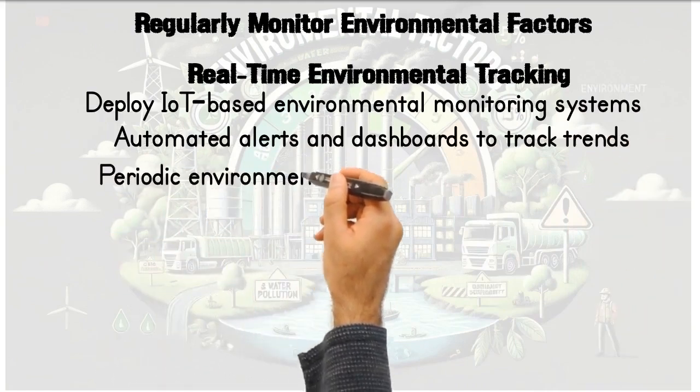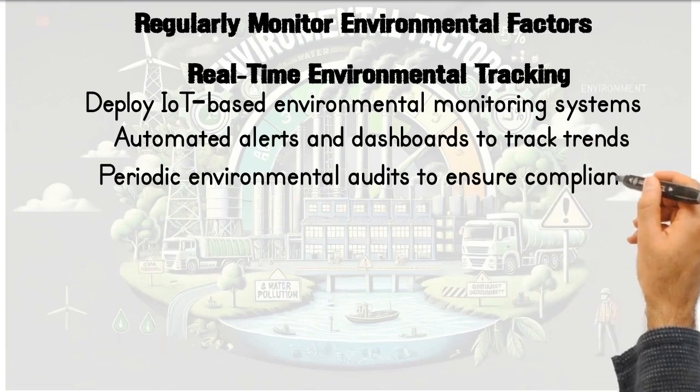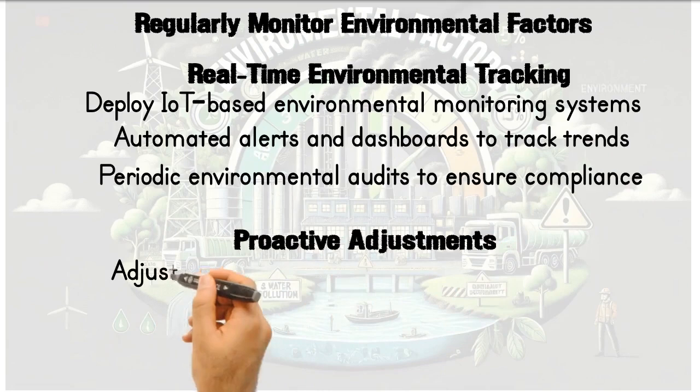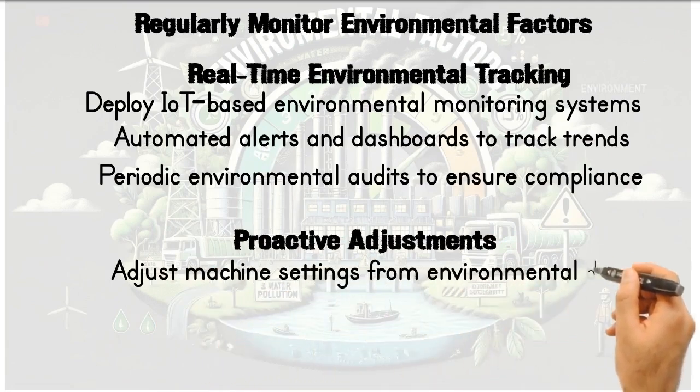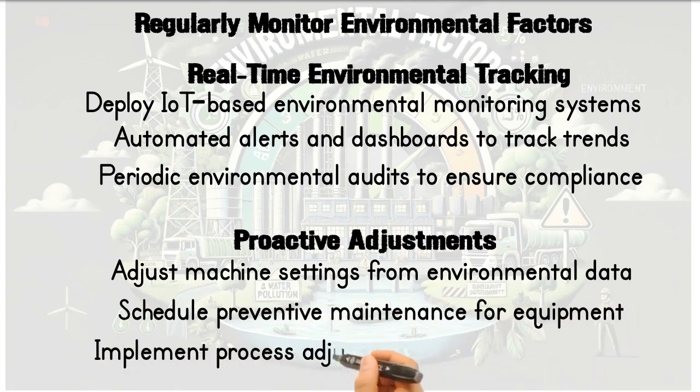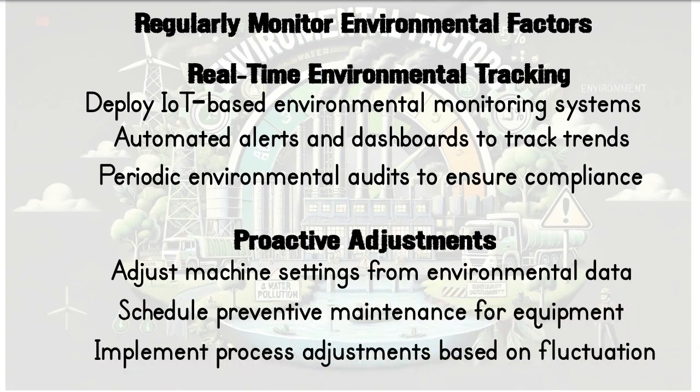Proactive adjustments are very important, and to do this, one must adjust machine settings based on environmental data. Secondly, schedule preventive maintenance for equipment affected by climate variations. And lastly, implement process adjustments based on seasonal fluctuations.